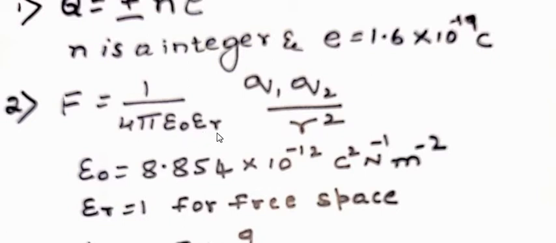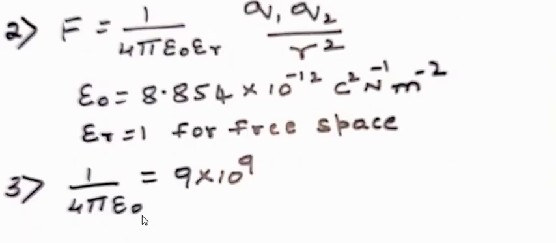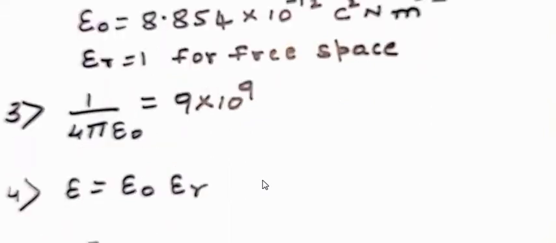Then epsilon r is called relative permittivity or dielectric constant. The value of relative permittivity for air is 1, and for all other media it would be greater than 1. Also, whenever you have 1 by 4 pi epsilon naught, if you substitute for epsilon naught and simplify, you will get it approximately equal to 9 into 10 to the power of 9. So, for all situations in numerical problems, whenever you come across 1 by 4 pi epsilon naught, you can directly substitute it as 9 into 10 to the power of 9.